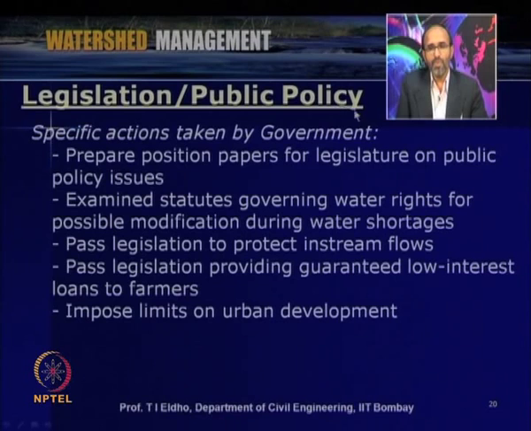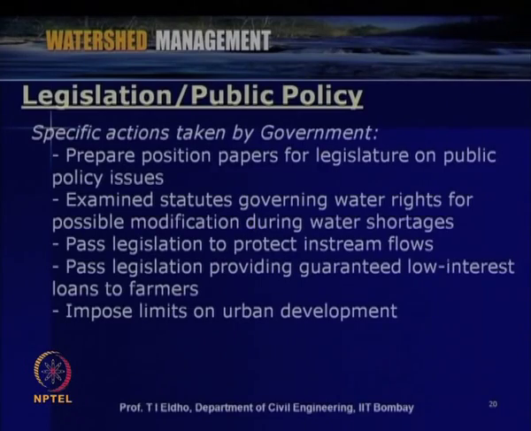Now as far as legislation and public policy is concerned, the concerned government can come up with specific action plans. We can prepare position papers for legislature or public policy issues. Then we can examine statutes governing water rights for possible modification during water shortages. Then we can pass legislation to protect in-stream flows, and legislation providing guaranteed low interest loans to the farmers. Then we can impose limits on urban development. So various legislative measures or public policies are possible as far as drought impacts are concerned, and governments can come up with various measures.